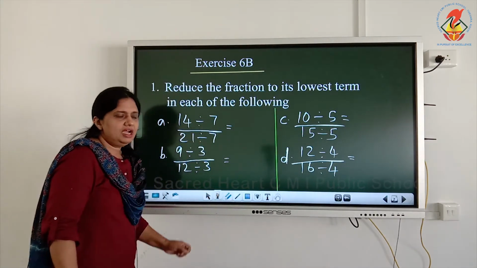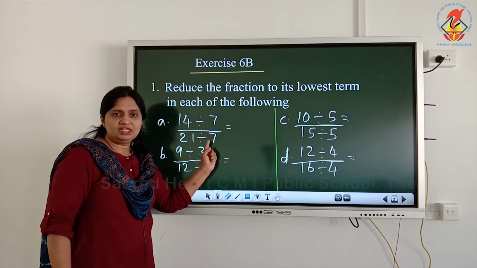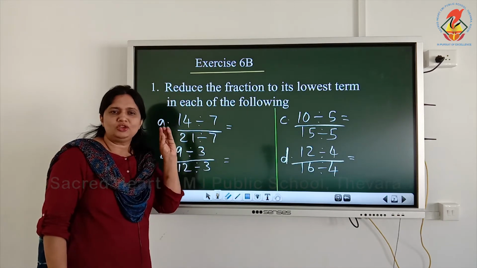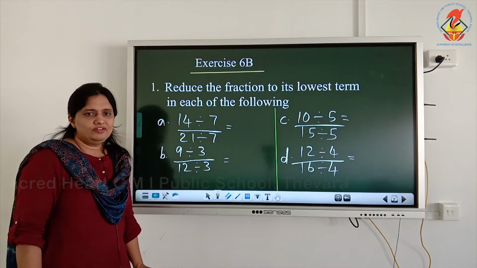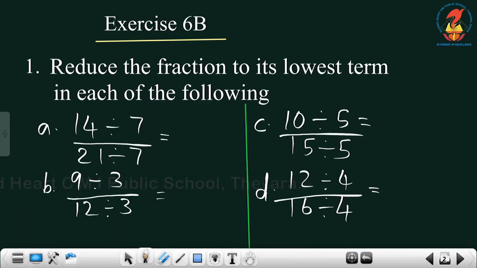And which one is the HCF given in the question? 7, right? And we need to divide the numerator and denominator by 7. You will get the lowest term. Here 14 divided by 7 is what? 2. 21 divided by 7 is what? 3. Okay, it is in the lowest term.